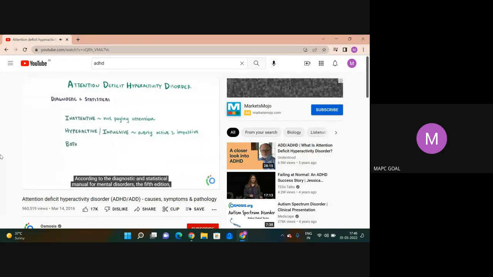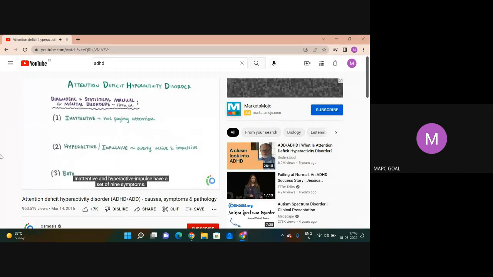According to the Diagnostic and Statistical Manual of Mental Disorders, 5th edition, the most recent update being in 2013, ADHD is split into three subtypes: inattentive, hyperactive-impulsive, or both. Inattentive and hyperactive-impulsive have a set of 9 symptoms each. For example, someone with the inattentive subtype might make careless mistakes, or not listen, or be easily distracted. And someone with the hyperactive-impulsive subtype might fidget, or squirm around, or get up from their chair often.